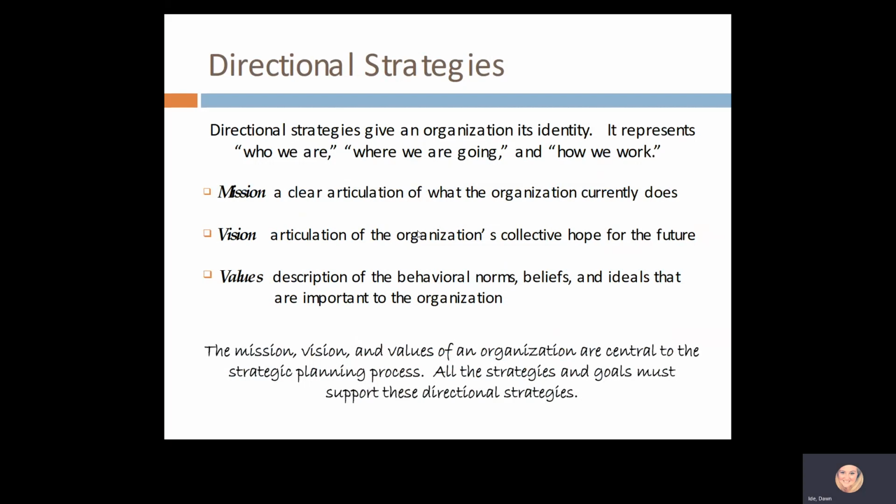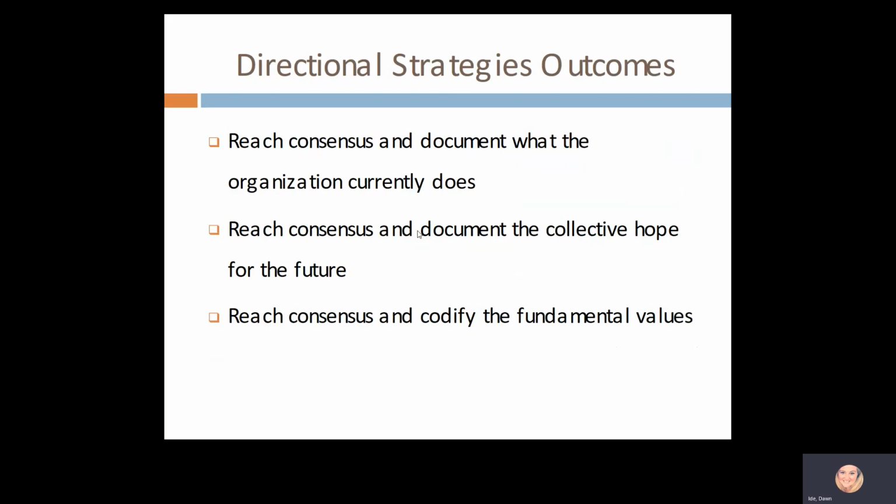So the mission, vision, and values of our organization are central to our strategic planning process. I think I'm trying to talk too fast, or I just got tongue-tied. So all the strategies and goals must support these directional strategies, right? Obviously, that's what we're looking for. So we reach a consensus and document what our organization currently does.